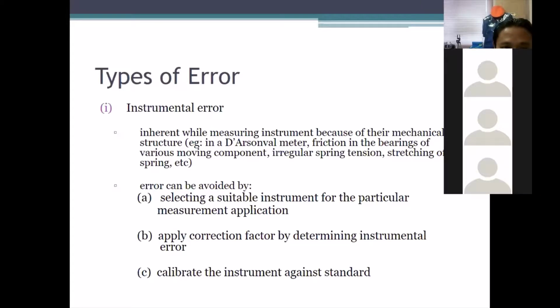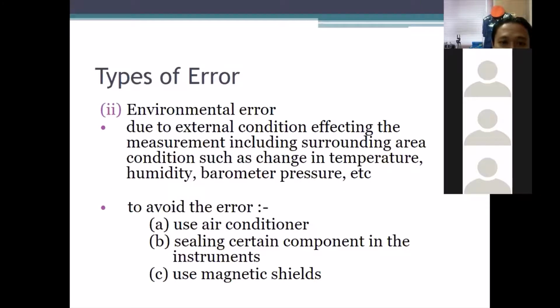Okay, next will be environmental error. Environmental error is due to external conditions affecting the measurement, including the surrounding area, such as changes in temperature, humidity, barometric pressure, and so on. For example, when we measure with the anemometer that I mentioned to you yesterday, it measures the wind speed. The wind speed will change depending on the weather. That also we can call an environmental error.